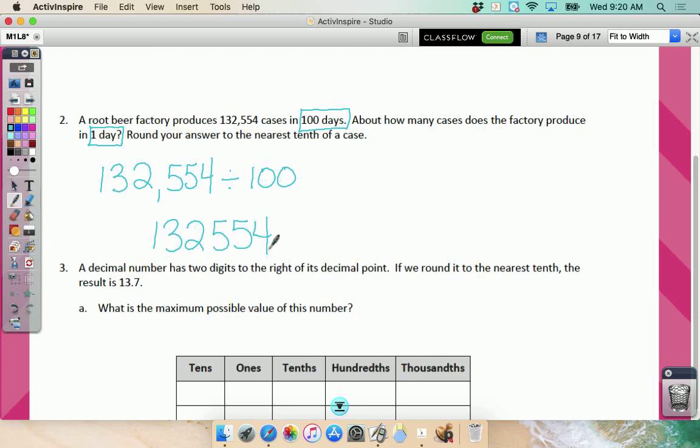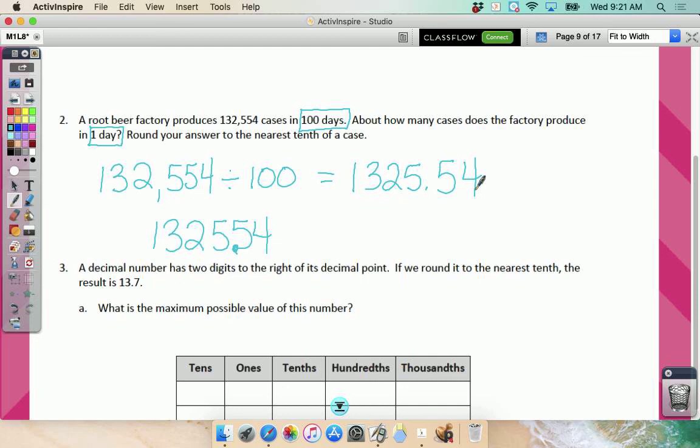Remember, the comma kind of messes us up when we use the decimal trick. Okay? So where is the decimal in this number? At the end. Okay? Now, which way will I move it for divide? How many for 100? So I'm going to end up with a decimal between the 5s, right? So this equals 1,325.54. Okay, now we're not done because it says round it to the nearest tenth of a case.